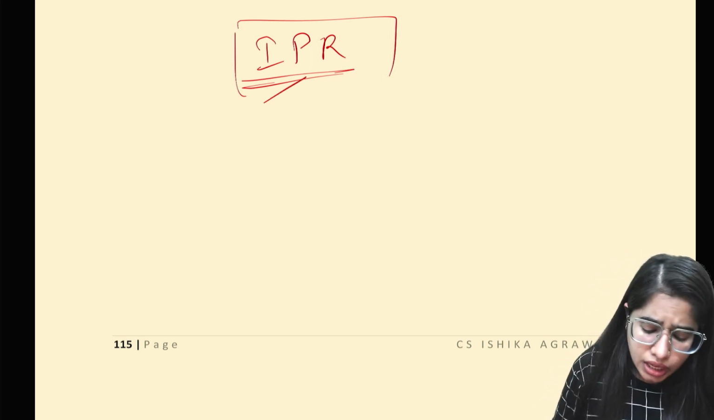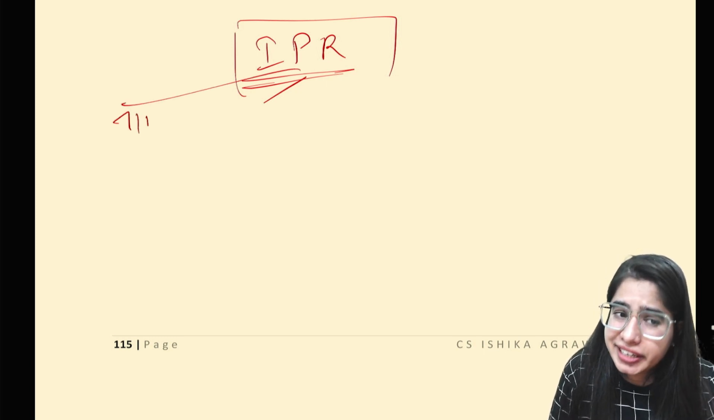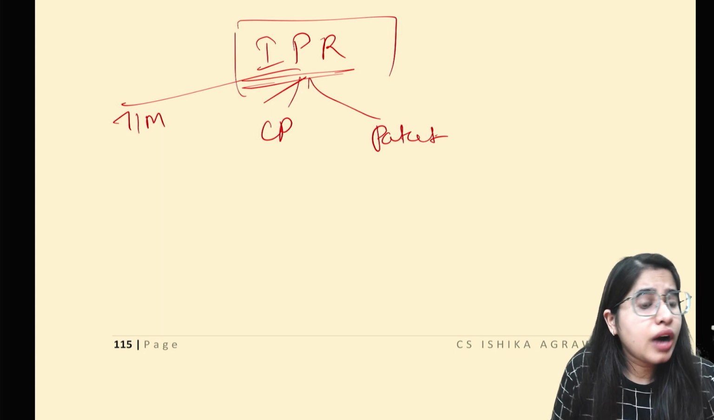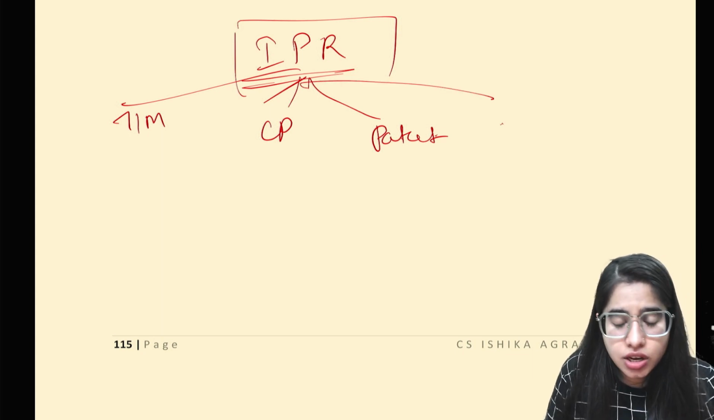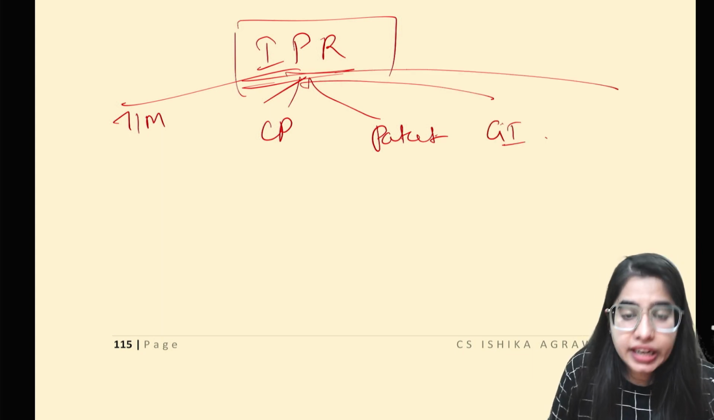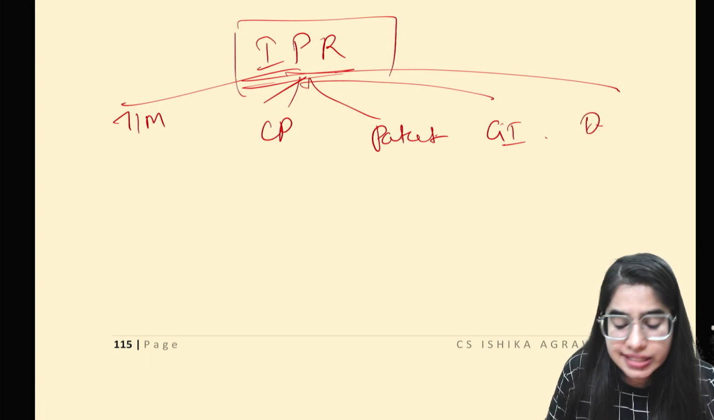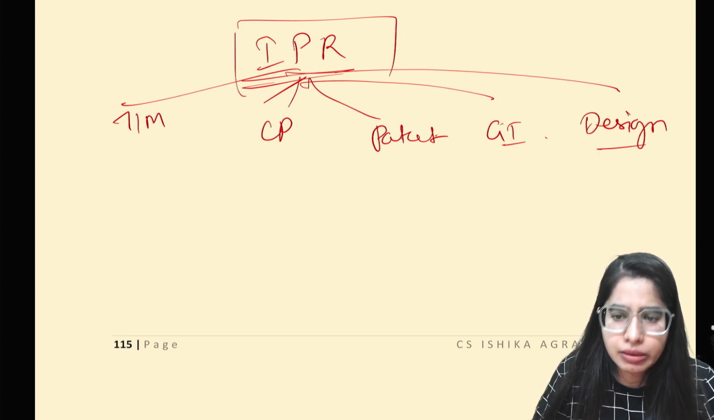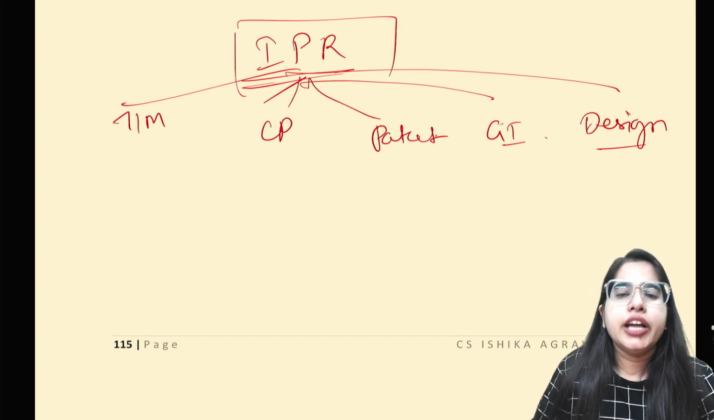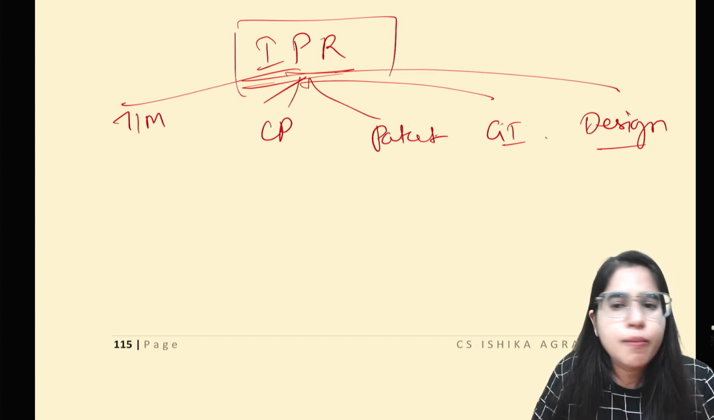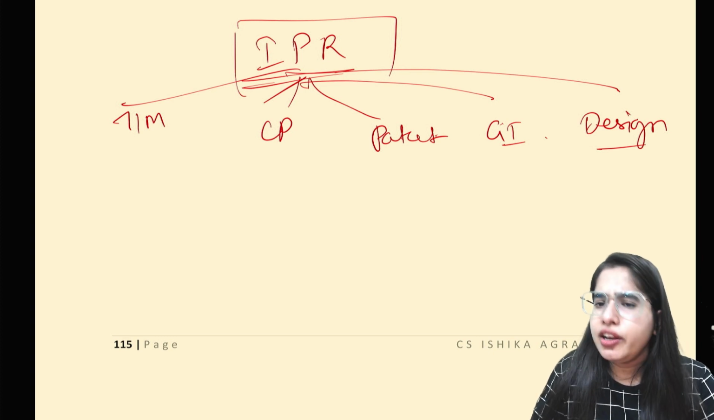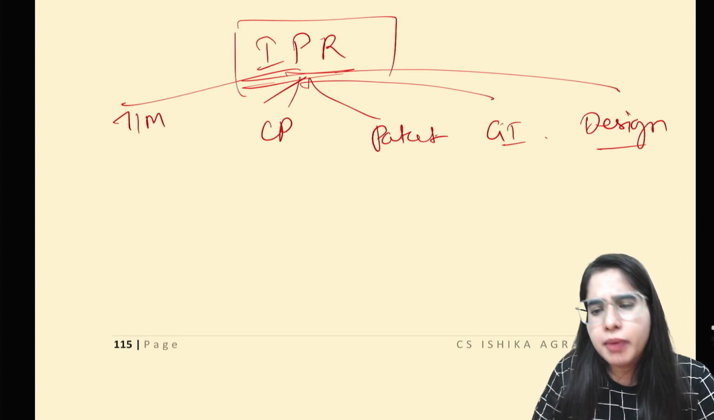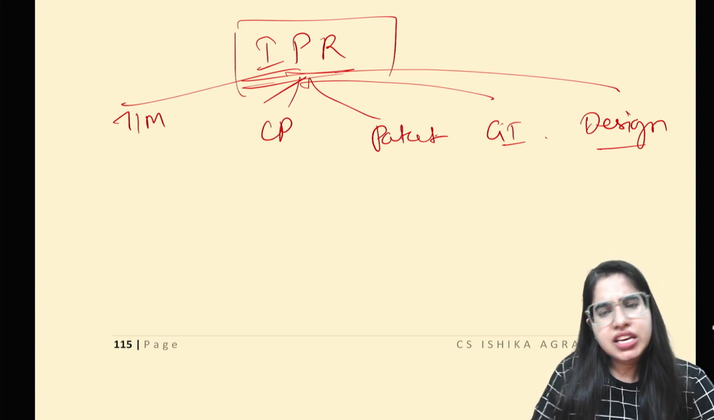So for intellectual property rights, we did trademark, copyright, patent. Two IPRs are left to do. One is GI, geographical indication, and another is design. Very short and sweet chapter. Trust me, I will not take much of your time. I'll try to complete this chapter in the shortest manner possible, so that if one question of 5 marks or 4 marks comes from this chapter, we'll be able to grab it very easily. Very easy chapter.